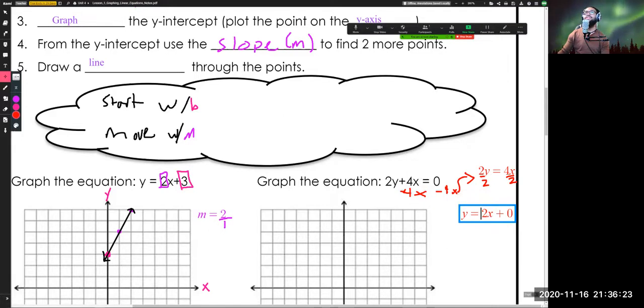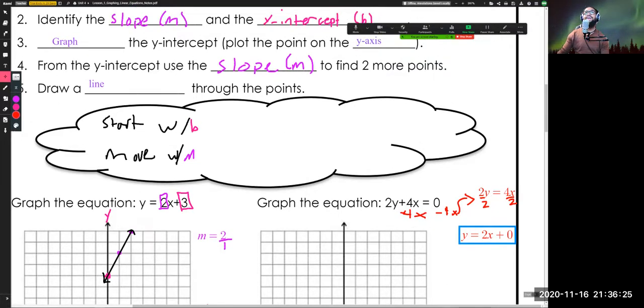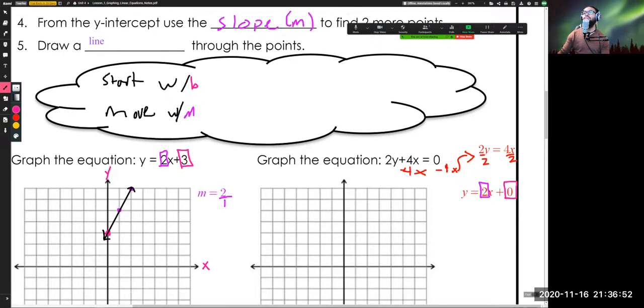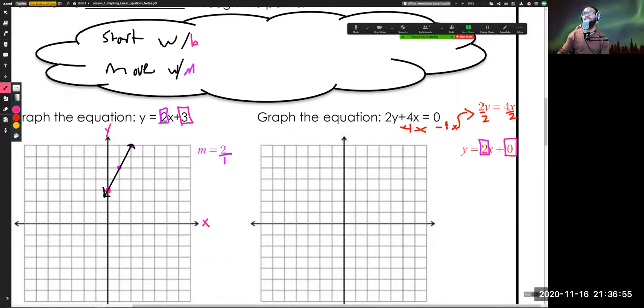So now that we have this in slope-intercept form, we're going to find our slope and our y-intercept. My slope in this case is going to be the coefficient of x, which is right here, this 2. And then my y-intercept is going to be this 0. So I'm going to plot my y-intercept. That's going to be right here at 0. And then I'm going to find my next 2 points by doing what my slope says.